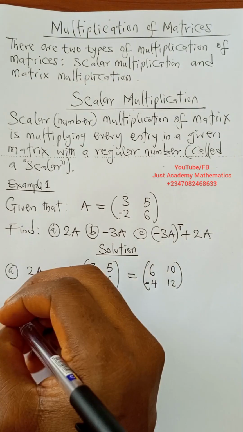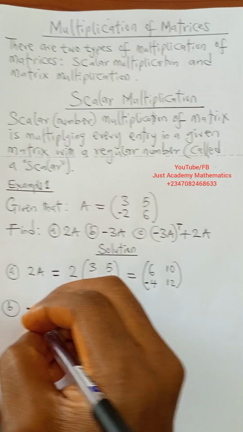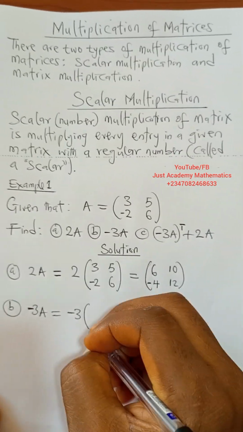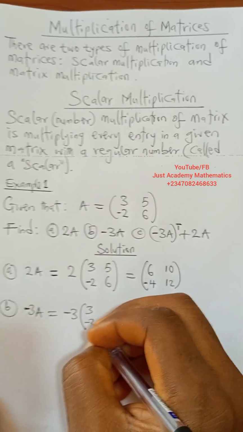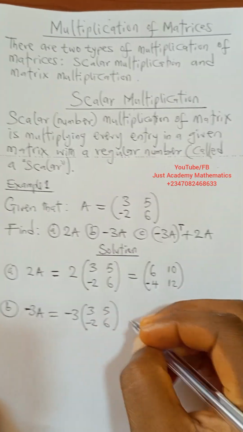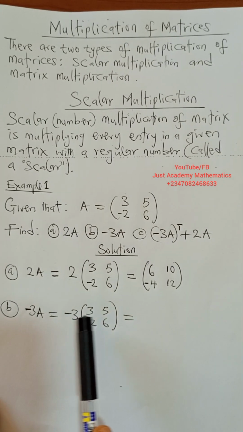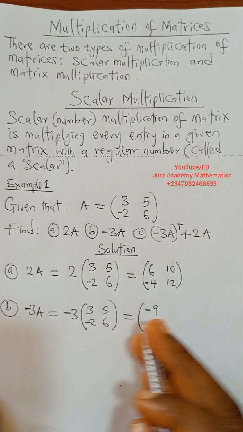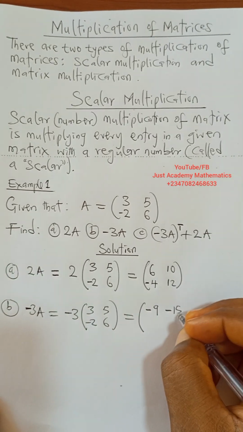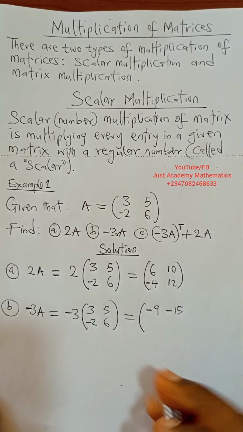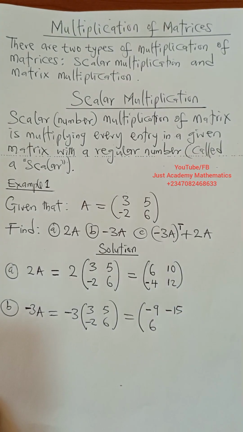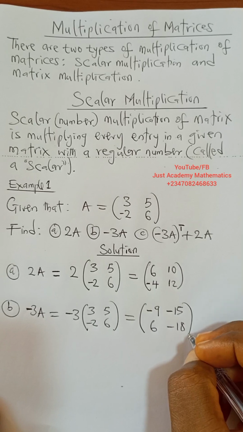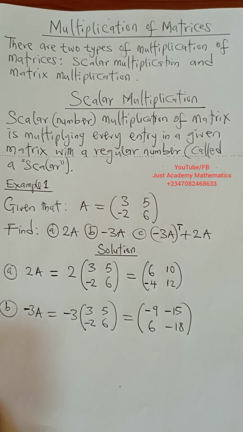Now let's see what minus 3A will look like. So we should find minus 3A. Minus 3A means minus 3 times A, that is 3, minus 2, 5, 6. So what would that be? Minus 3 times 3 is what? Of course, minus 9. Minus 3 times 5, minus 15. Minus 3 times minus 2 will give us positive 6. And minus 3 times 6, minus 18. This is the answer for minus 3A.